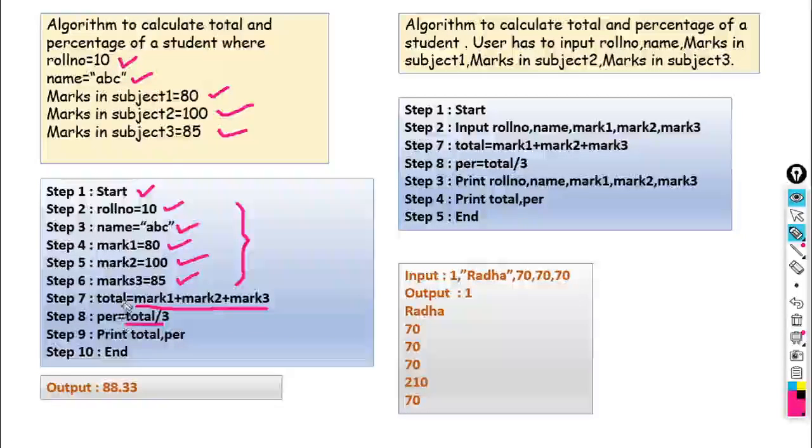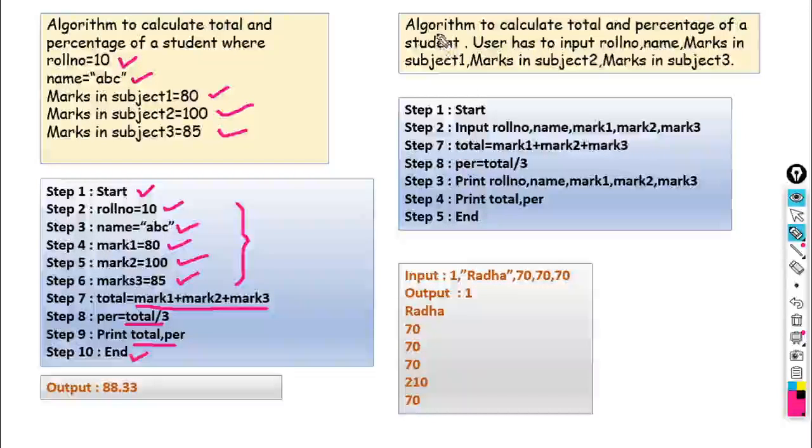How to print these two values? So print total comma percentage, PER, and the last statement is stop, and it will give you the value of total and the value of percentage. Okay, so this is the algorithm when fixed values are given.